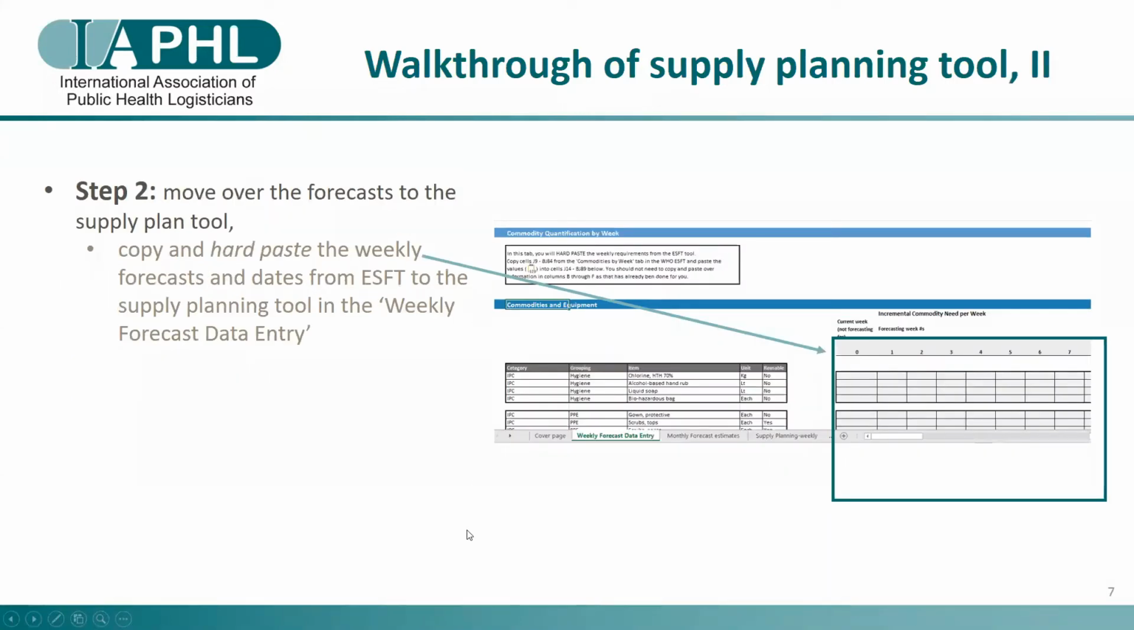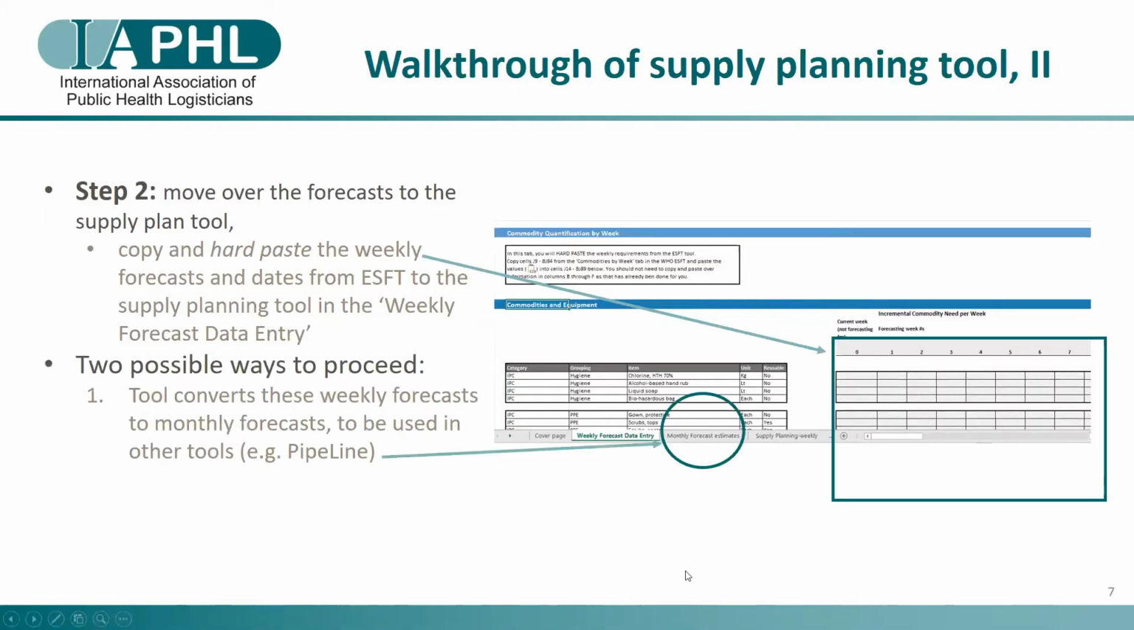The second step is to move the forecasts that have been created in the WHO tool into the supply planning tool. So you're directed to copy and paste the cells J9 through BJ84 from the WHO tool and hard paste them directly into the weekly forecast data entry tab in the supply tool. And the hard paste just means you're copying over the numbers and not any of the formulas. The dates accompany this as well. So above the number of weeks, you'll have the dates for which those weeks start.